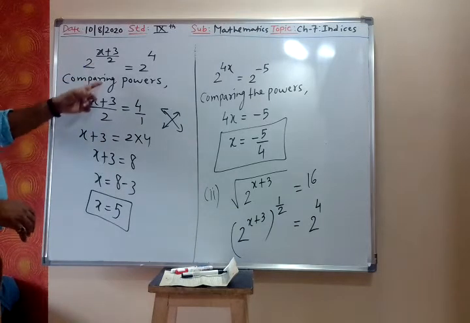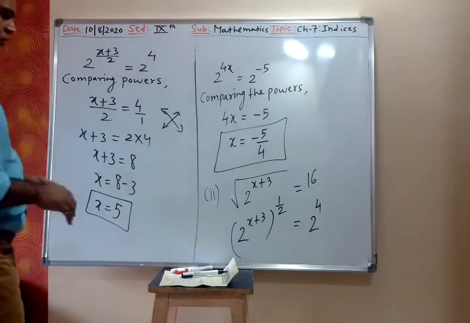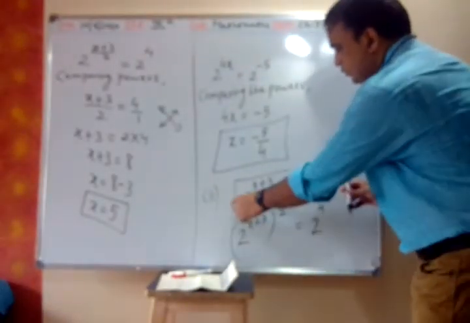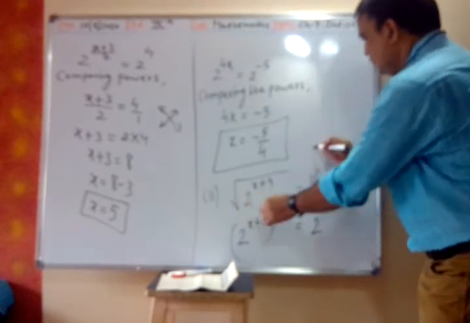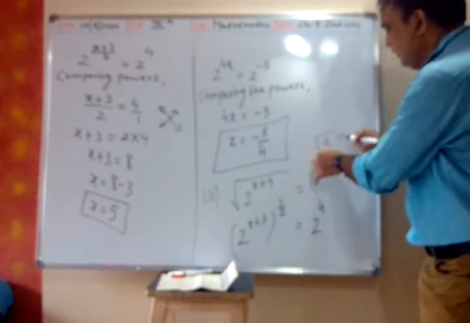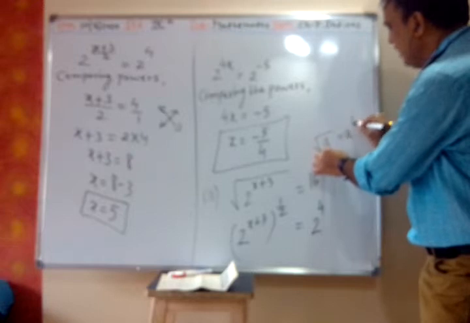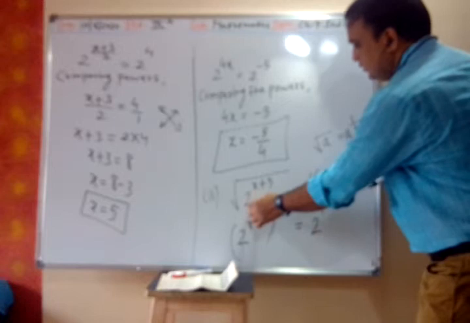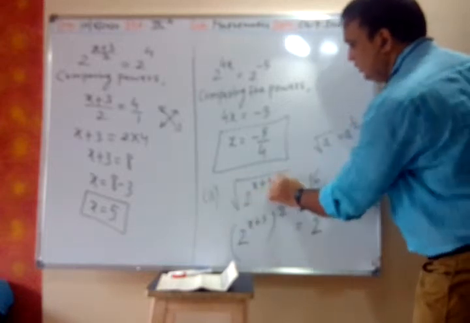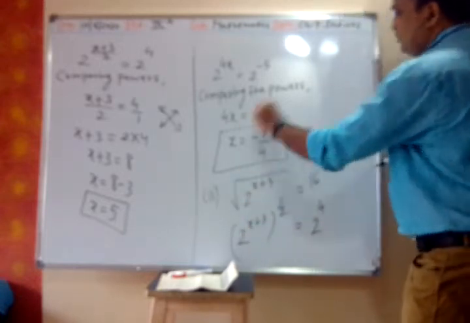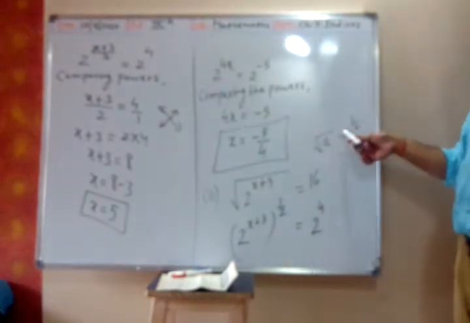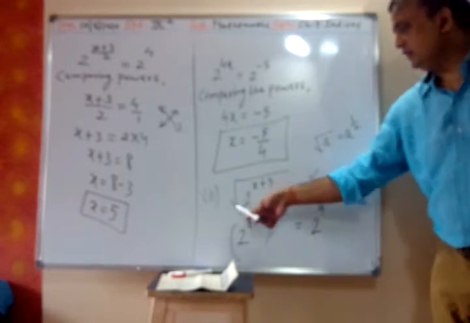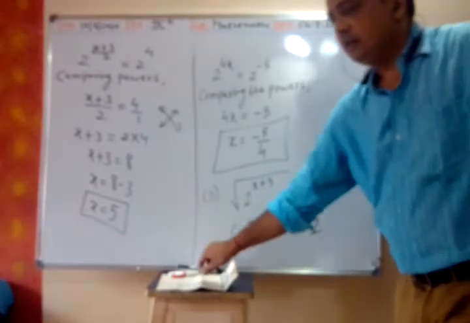There, this side, this one. See, this is square root, no? Square root of this term. So square root of a, I can write a raised to half. So in place of a, I have 2 raised to x plus 3. So square root of 2 raised to x plus 3 is the same as 2 raised to x plus 3 raised to half. Root a means a raised to power half. The same thing we have done. Clear?